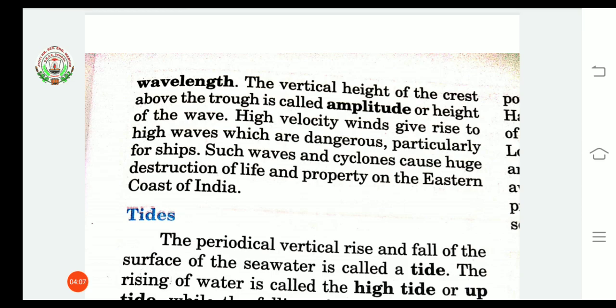These types of high waves and cyclones, cyclones meaning an area of low pressure that is surrounded by high pressure on all sides. These high tides, high waves and cyclones cause huge destruction of life and property on the eastern coast of India.